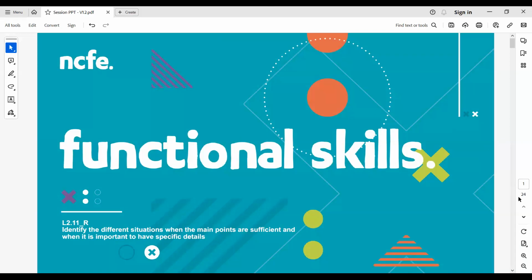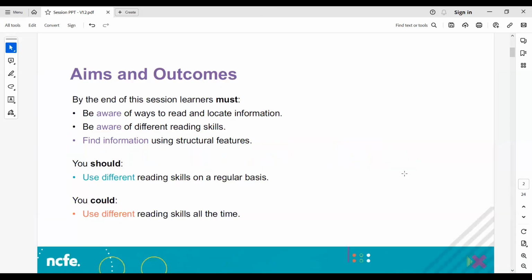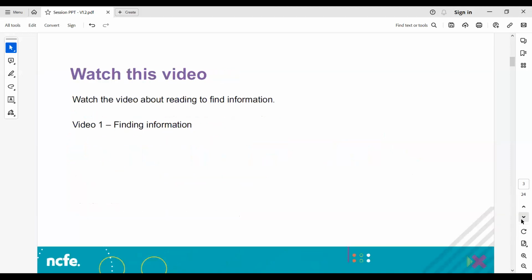So this morning we are having our reading session, and these are our aims and outcomes: to be aware of ways to read and locate information, to be aware of different reading skills, to find information in a text using structural features. So you should use different reading skills on a regular basis, and you could use different reading skills all of the time. So that's our aims for today's session.